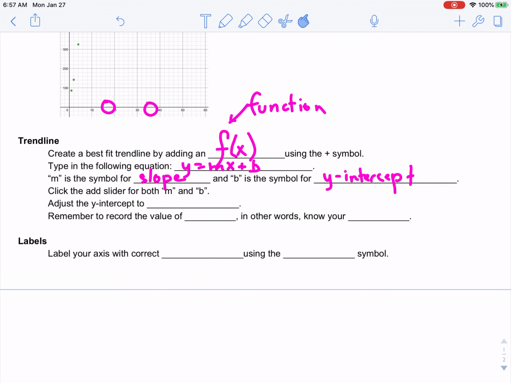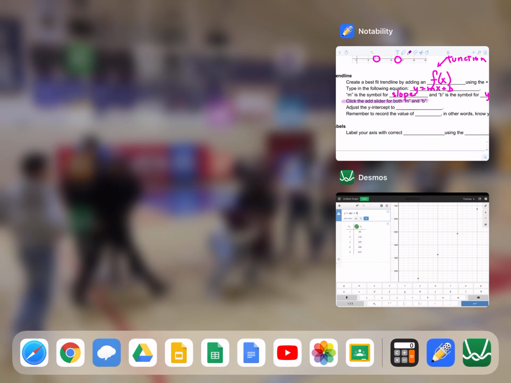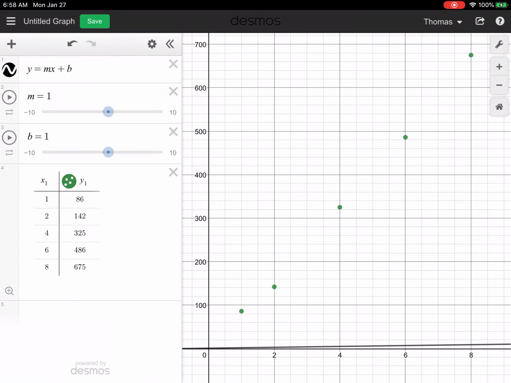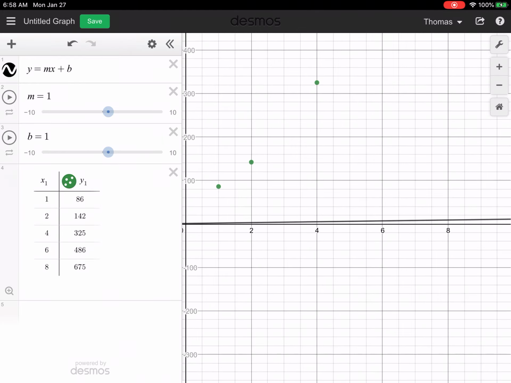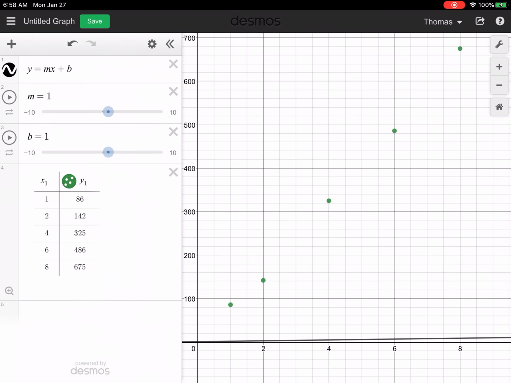All right, click the add slider. So you want to click the add slider for both m and b. So I'm going to hit all. First thing I'm going to do is, if you can see, it's down at the very bottom with a really tiny slope. It's really hard to see, that diagonal line. That's what it just added. Not very helpful at this point.